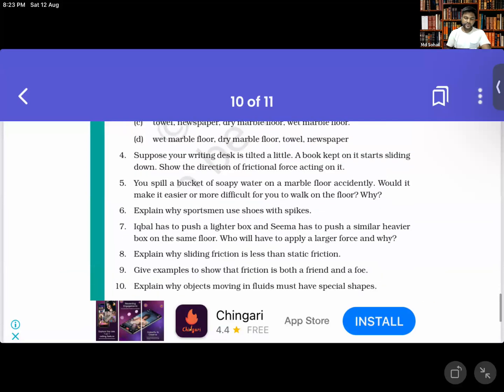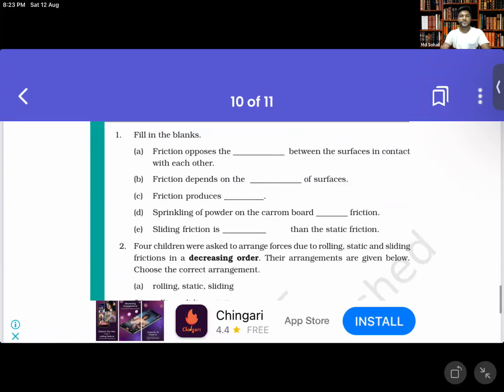Okay, so basically the chapter has been completed here, right? Any confusions from the chapter? Yes, sir. Yeah, which one? Sir, how does a forest fire take place? Yeah.